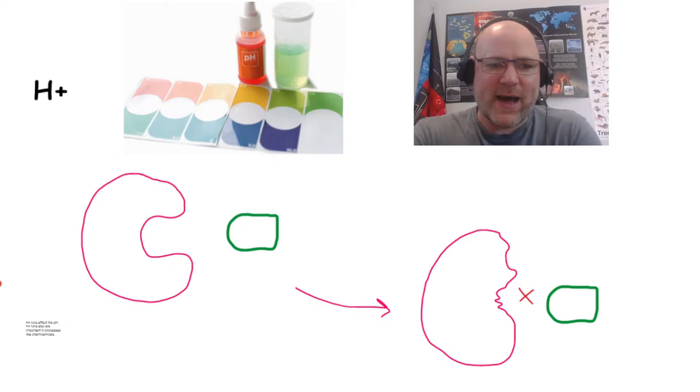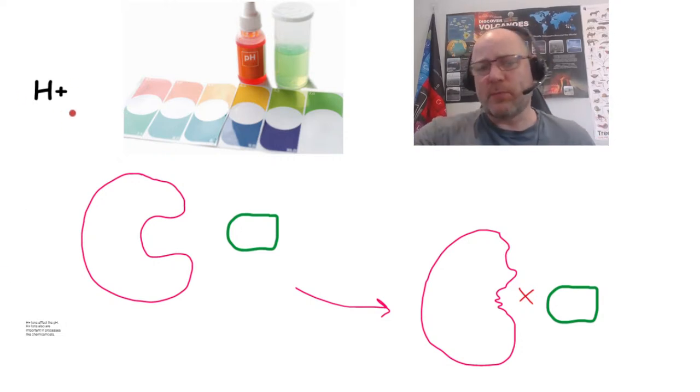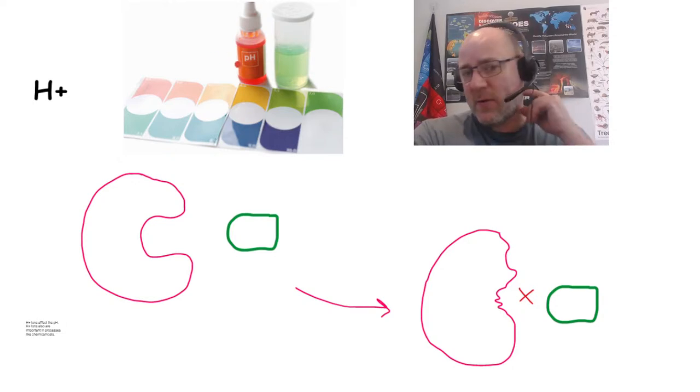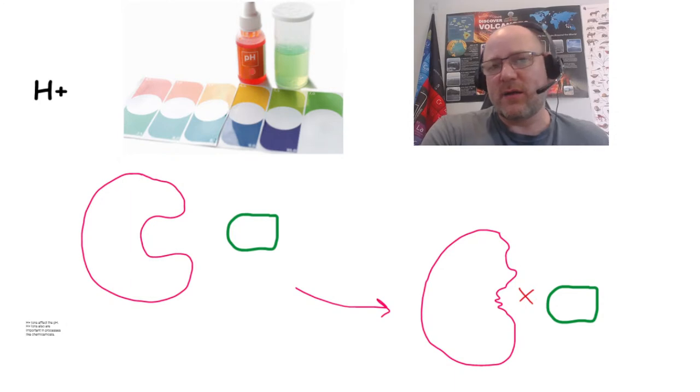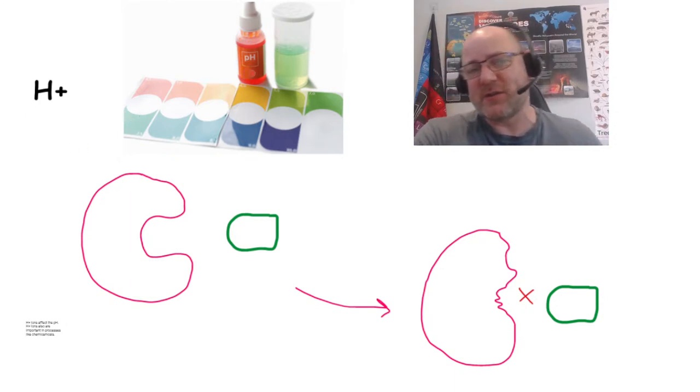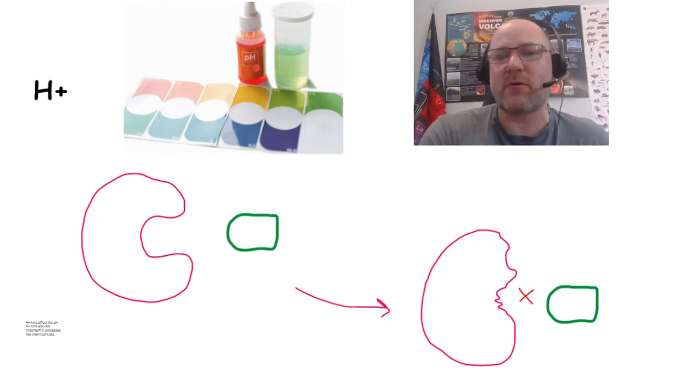Okay, let's look at hydrogen ions. Why are hydrogen ions important? What's this picture about here? What is pH? I've been doing that in my chemistry lessons. pH is the log of the hydrogen ion concentration. So kind of like the power of hydrogen, you can think of that P standing for.